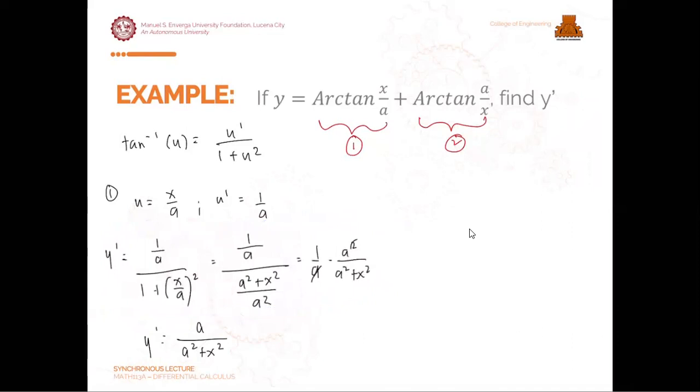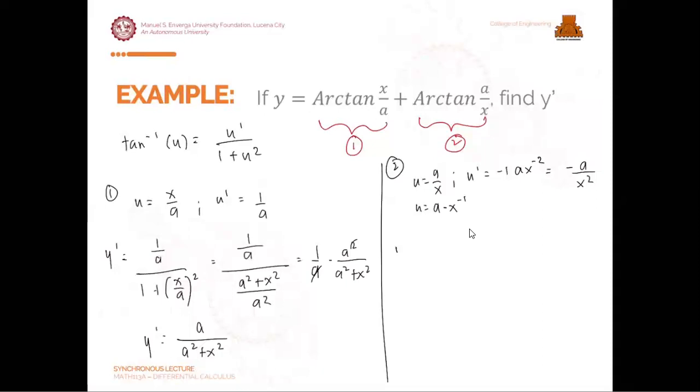Okay? How about yung second term? So yung second term natin, ang u naman niya is a over x. So u prime natin dito will be, so derivative of quotient. Okay? O pwede gawin mo is yung u mo gawin mong a times x raised to negative 1. So yung derivative niya will be negative 1 a x negative 2 or equals sa negative a over x squared. Okay?